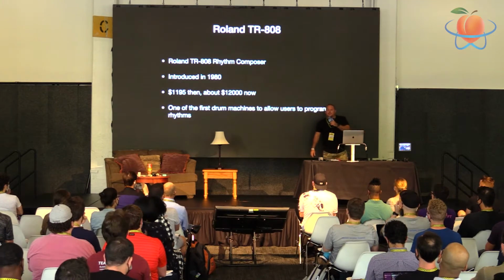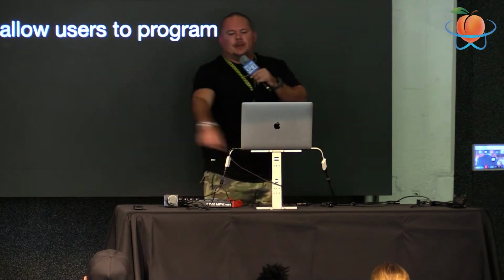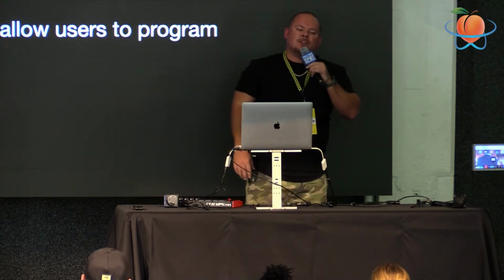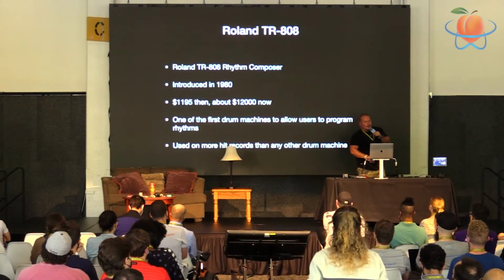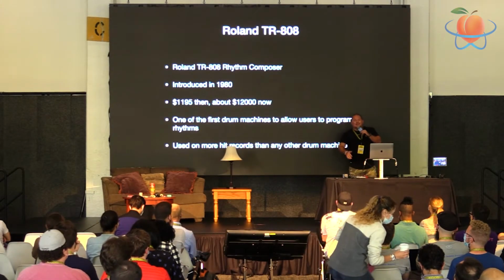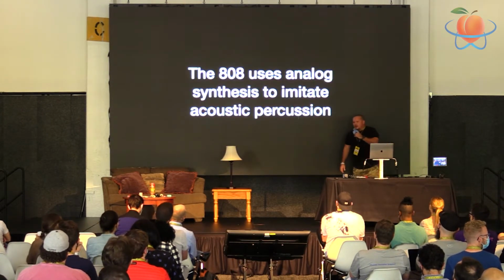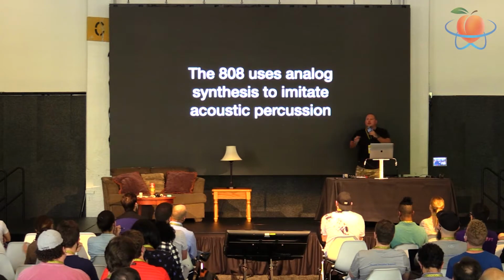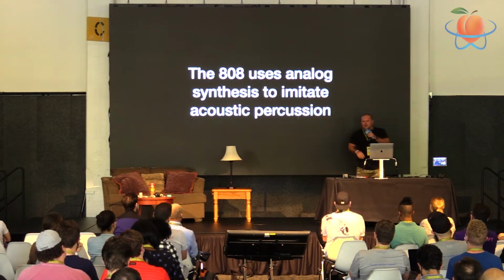Interesting thing, it was one of the first drum machines that let you actually program the pattern. Previously, you'd be like, all right, do samba, and it'd play it, but this one you could actually step sequence, which set the tone for a lot of the ways we make music now, digitally at least. And this is used on more hit records than any other drum machine, just iconic sound. The way that it works is it's not actually drum samples, it uses synthesis to imitate acoustic drums, but not really that much. It had a very signature sound.